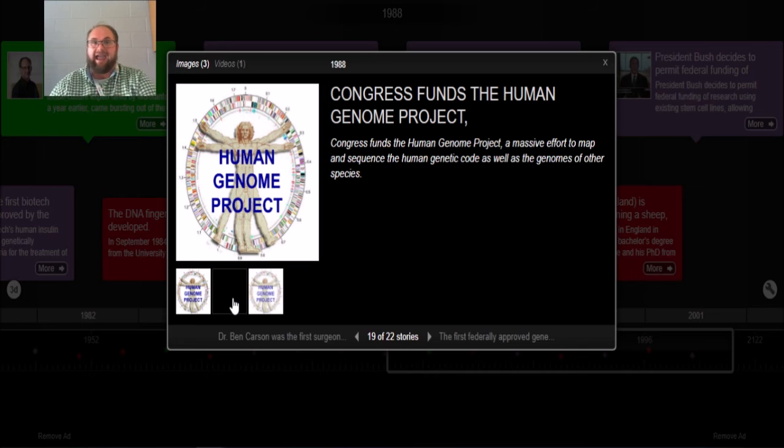We now have the entire length of our genetic code decoded. And now we're trying to understand what each of those genes do. And we have a huge database that people can look up to see what different genes do. And this is used by helping doctors figure out how to treat patients with different genetic disorders.